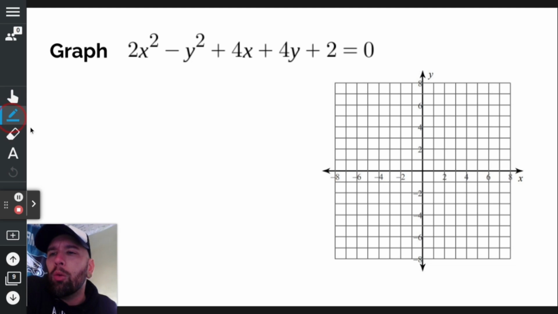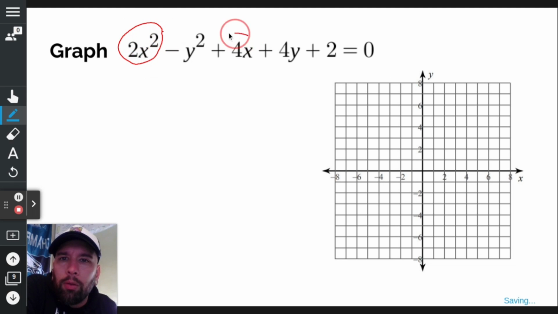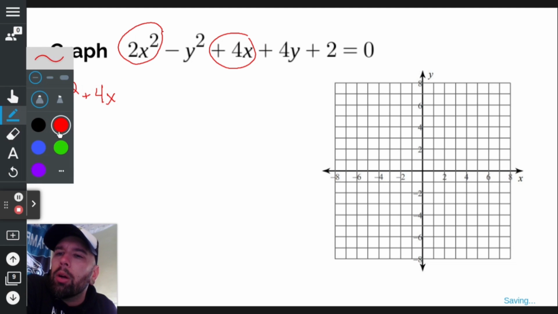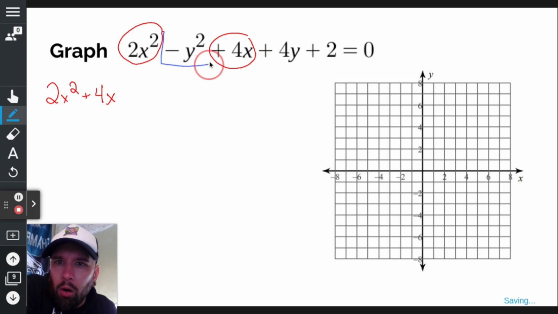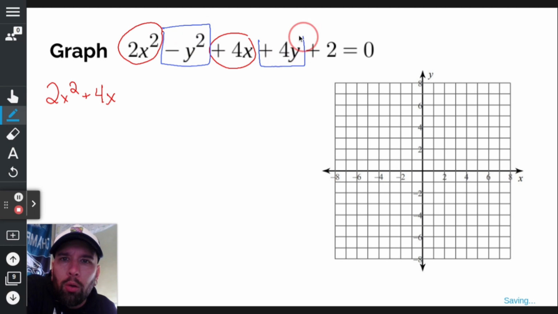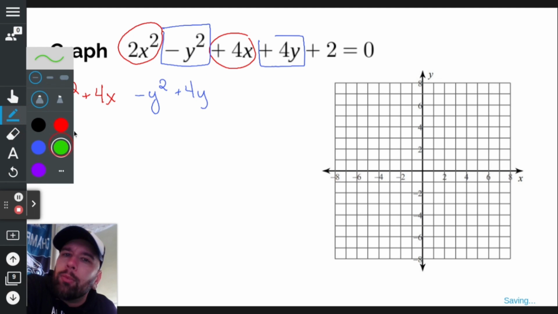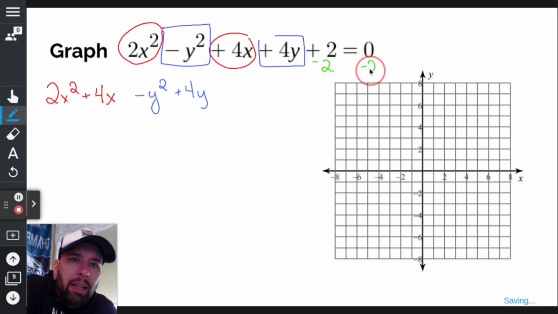So this is what we're going to do. Everything is all over the place. This is called general form, where it's blah, blah, blah equals 0, and it's all multiplied out. What we're going to do is take our x values, all two of them, and group them together: 2x squared plus 4x. Then we take our y values, all two of those, and group those together: minus y squared plus 4y. While we're at it, we're going to subtract 2 from both sides. Minus 2, and now it equals negative 2.